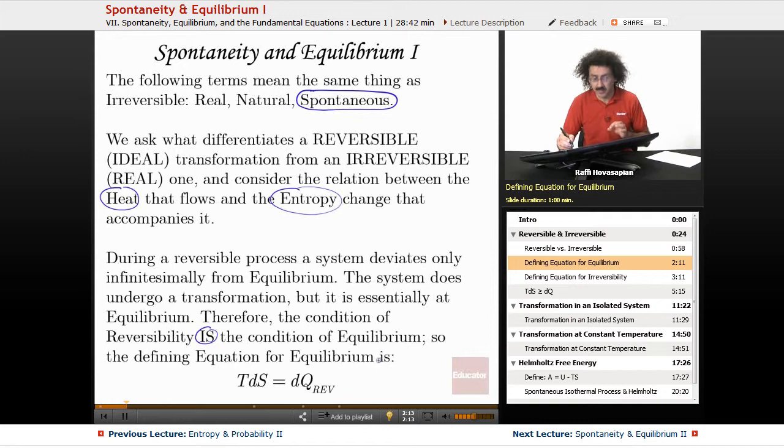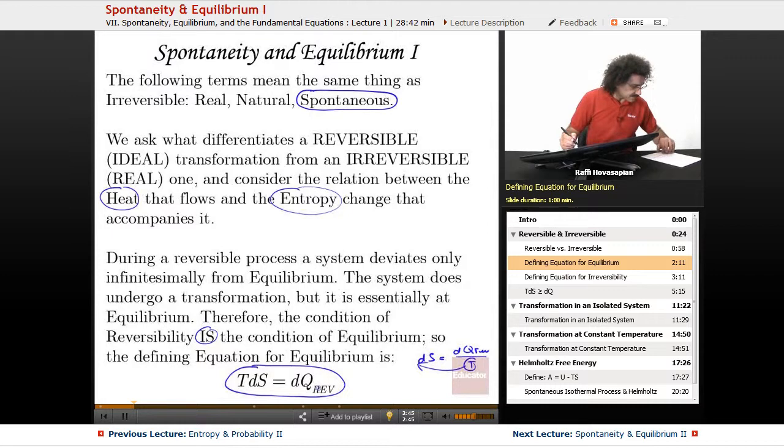So the defining equation for equilibrium is this one right here: TdS equals dq reversible. This is just a rearrangement of the definition of entropy. We had dS is equal to dq reversible over T. All I've done is multiply both sides by T so that I can write it in this form without any fractions. So the defining condition for a system to be at equilibrium is TdS equals dq reversible. Basically, that means that when a system is at equilibrium, the differential change in entropy that system experiences times its temperature is going to equal the little bit of heat that flows in along a reversible path. So this is the defining equation for equilibrium.